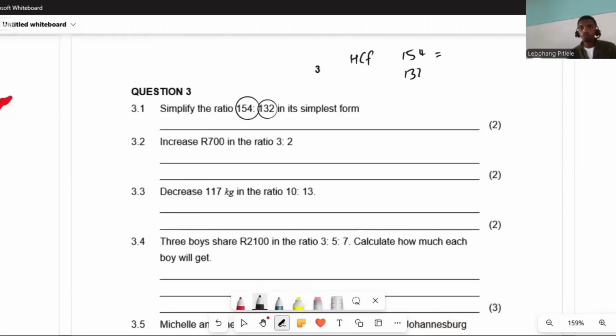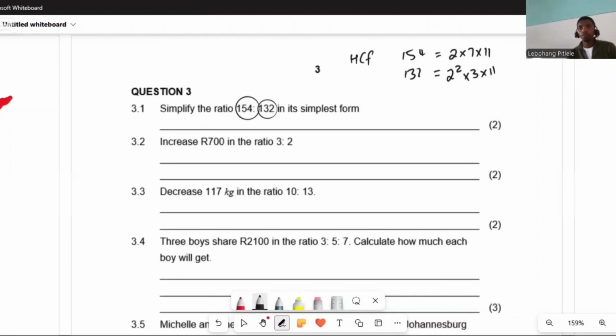So, prime product again quickly. Prime product of 154, how much is that? 2 times 7 times 11. And then 132? 2 to the power 2, or 2 squared, times 3 times 11.